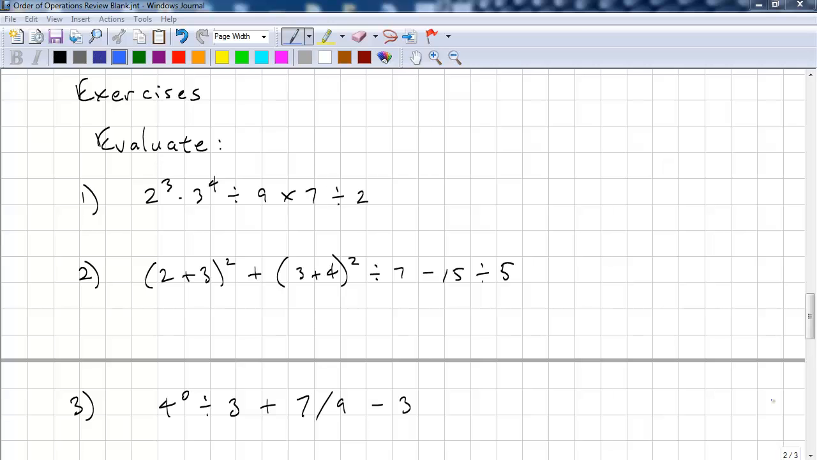Hi, this is Order of Operations Review, and this is the answer key for the exercises.